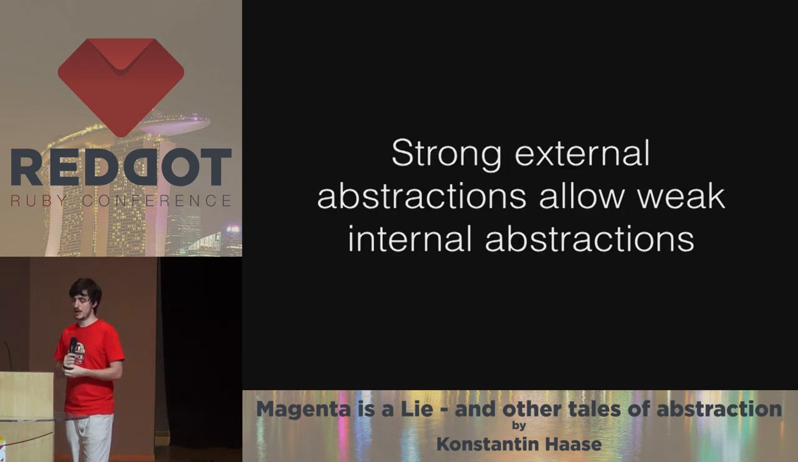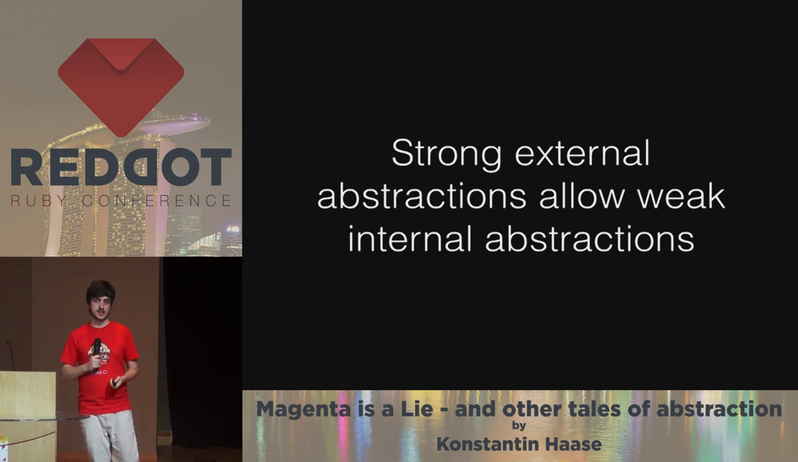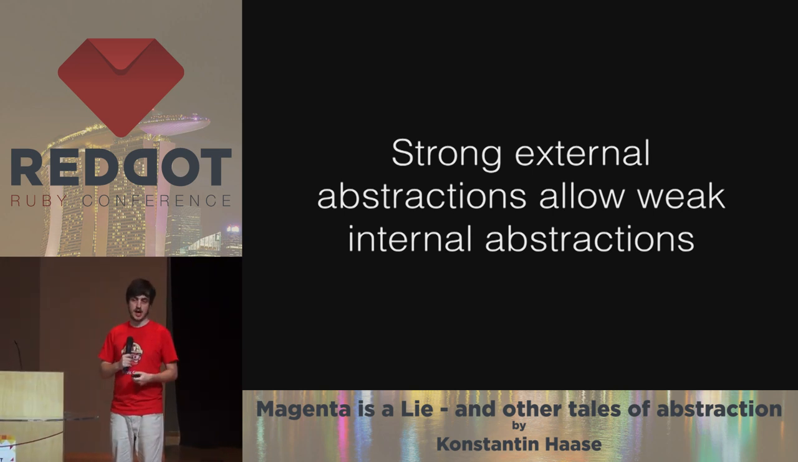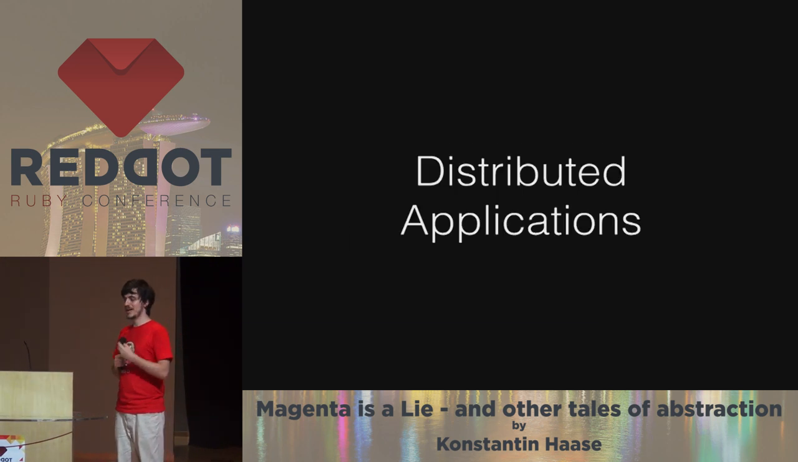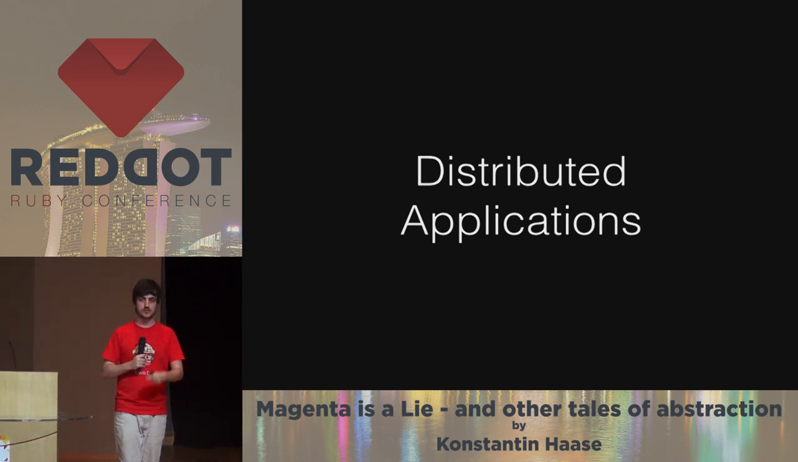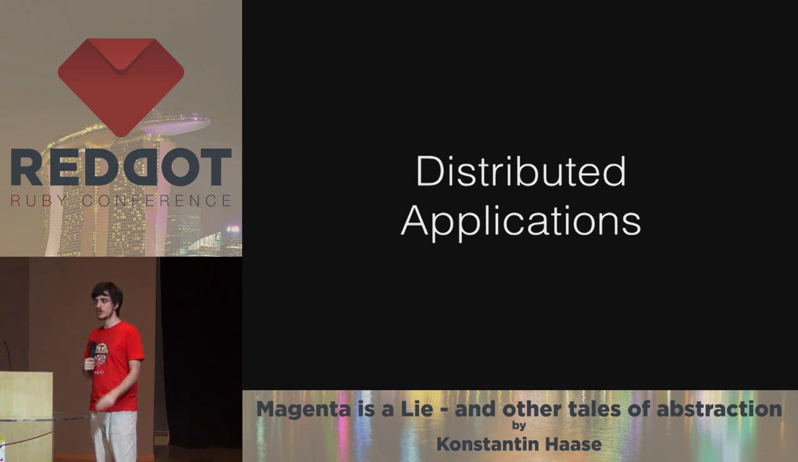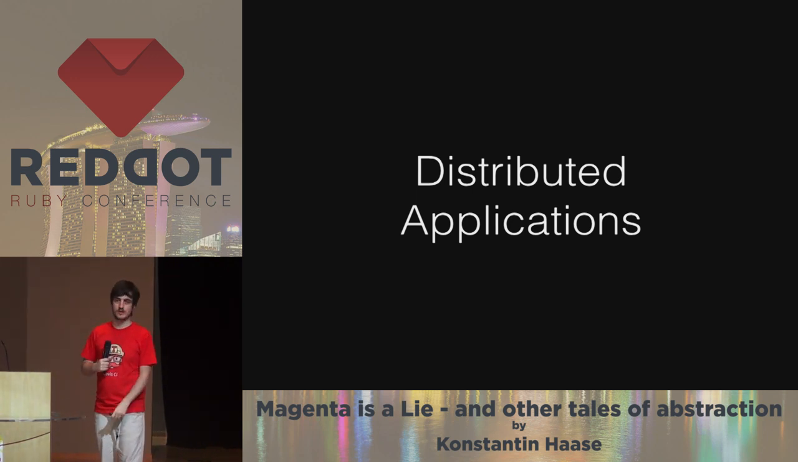Strong external abstractions allow weak internal abstractions. One of the most amazing things when we moved from one monolithic Rails app to a distributed app is you can actually write crap code. If it's just a very small app that is easy to rewrite, easy to test, easy to think about, you do not have to follow any principles. As long as the external interface is well-defined, you can even switch programming languages however you want.